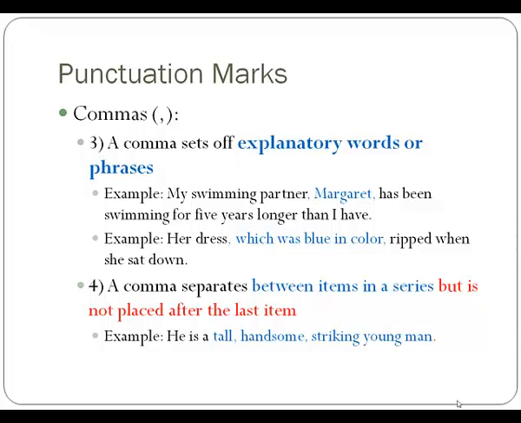A comma separates items in a series, but is not placed after the last item. Example: he is a tall, handsome, striking young man. You would not have a comma after striking.